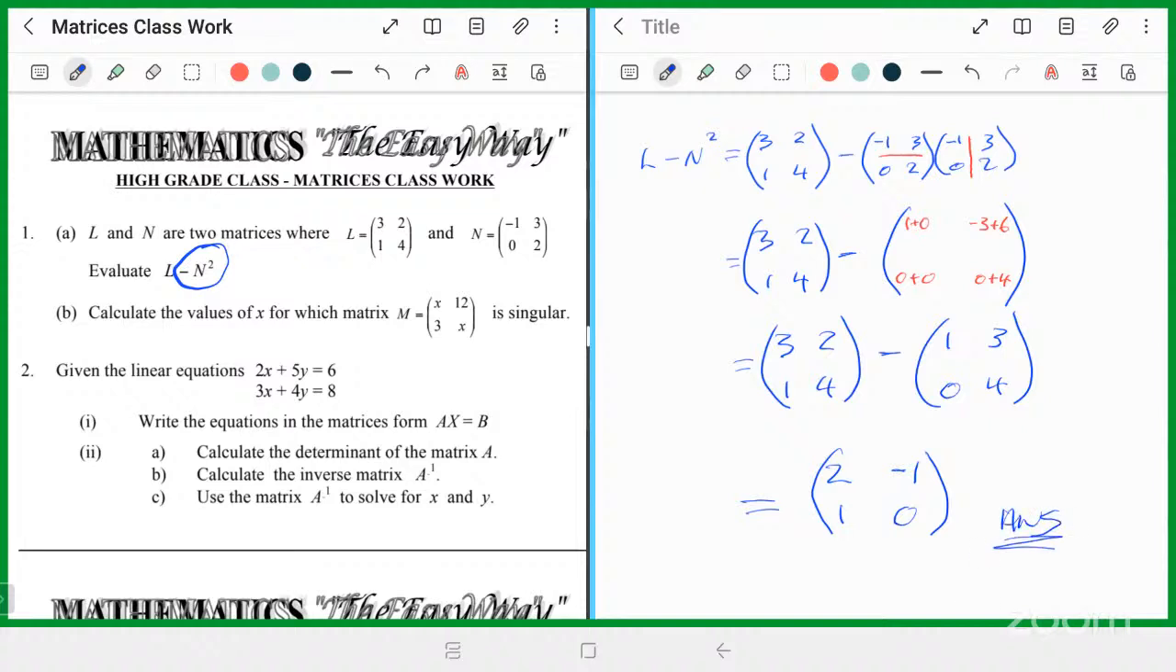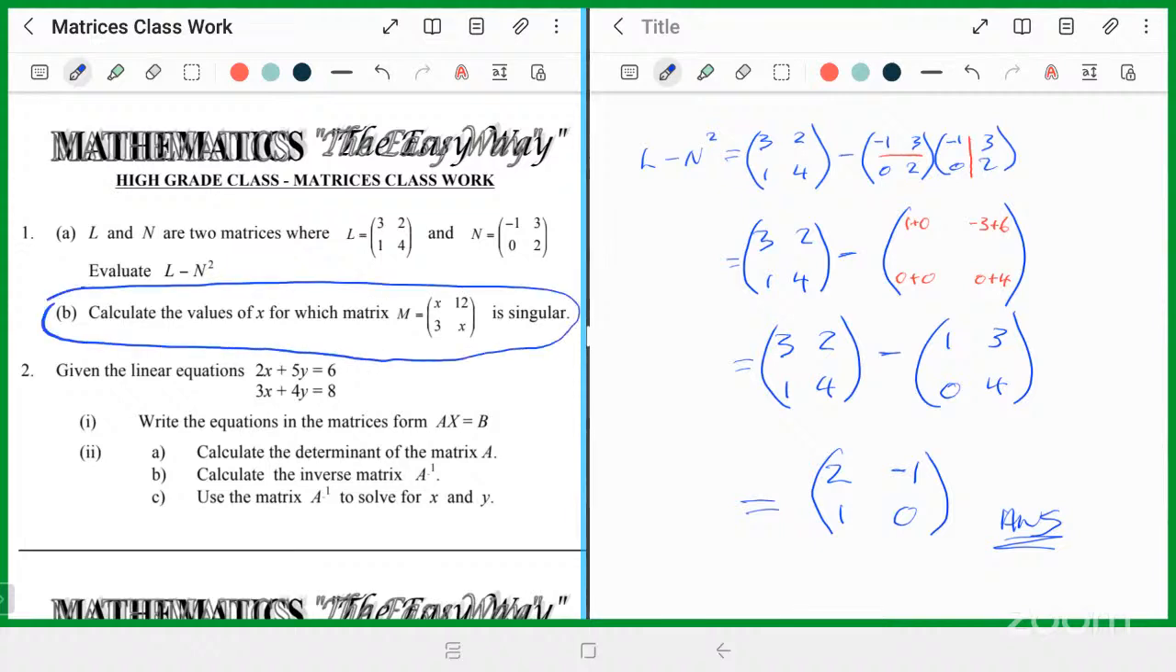For L minus n squared. Okay with that? Good? Yes, sir.